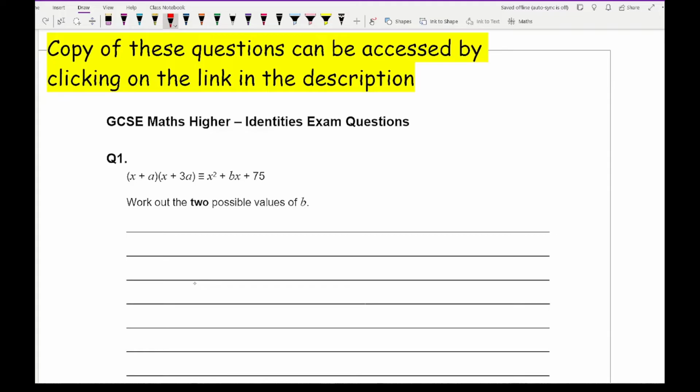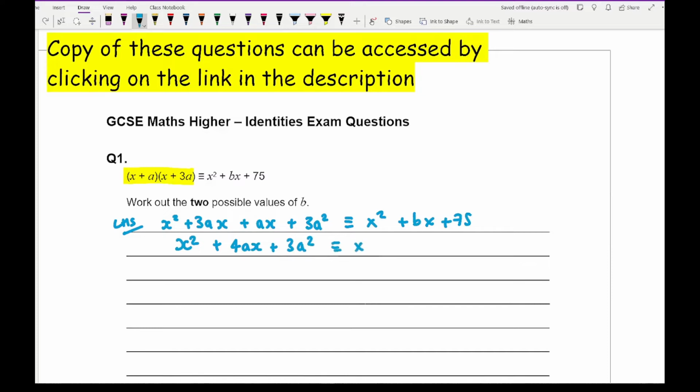So typically speaking, what you want to do whenever you see brackets is probably expand them. So if we expand this left hand side, what we'll end up with is x squared plus 3ax plus ax plus 3a squared, and that's triple bar to x squared plus bx plus 75. Now if I neaten that left hand side, what I end up with is x squared plus 4ax plus 3a squared, and that is equal to x squared plus bx plus 75.